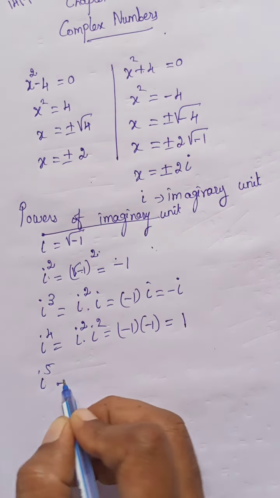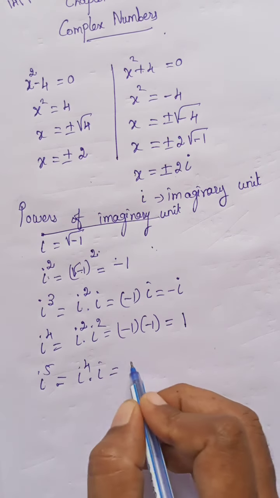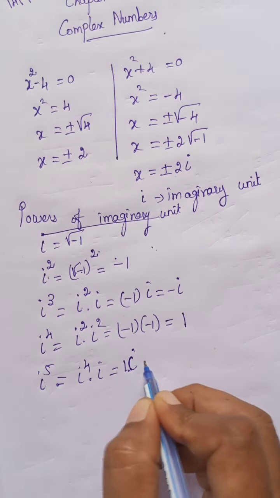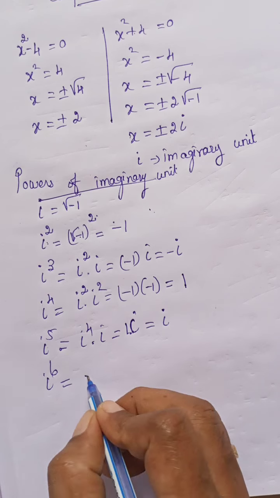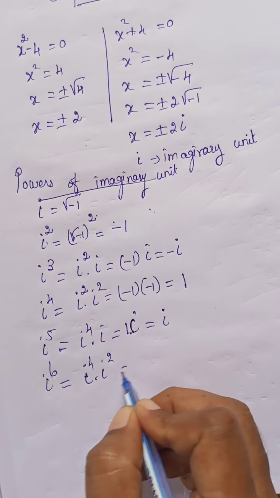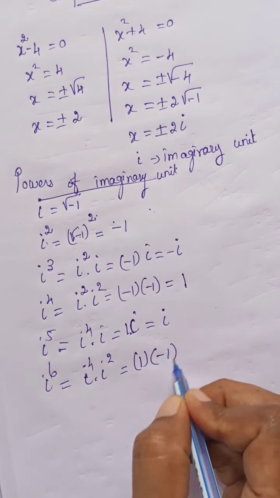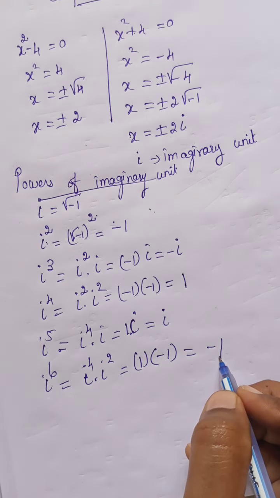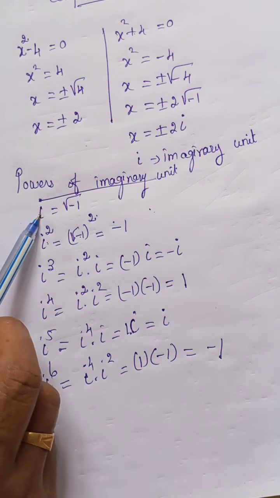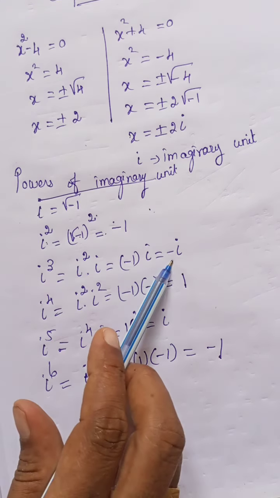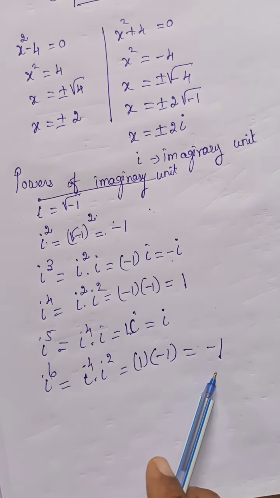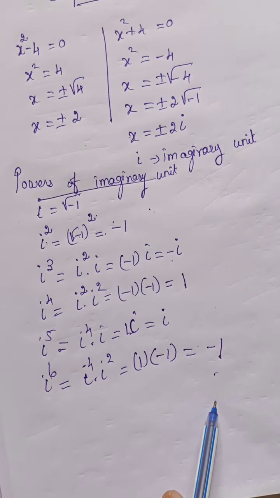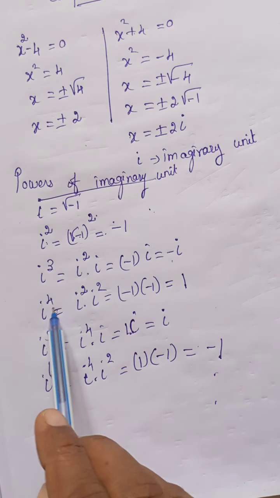Suppose it is i power 5, I can write it as i power 4 into i, that is 1 into i, which is equal to i. If it is i power 6, i power 4 into i power 2, i power 4 is 1, and i square is minus 1, so again minus 1. See here, this is i, minus 1, minus i, plus 1. Again I have got i, minus 1, the next value may be minus i, and i power 8, that is plus 1, i power 4 into i power 4. So here only 4 values are there.